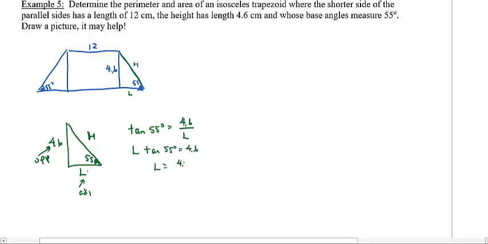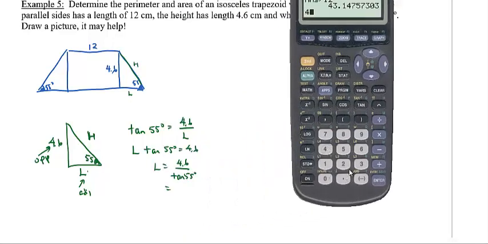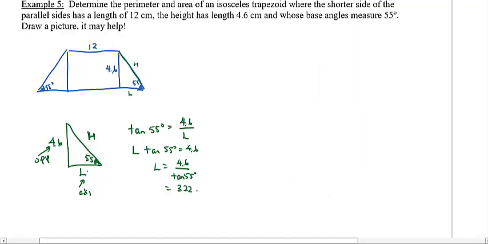Divide both sides by tangent 55. All the stuff we've done so far. 4.6 divided by tan 55. Voila, 3.22 centimeters. That's not it. We need to find more than just L.